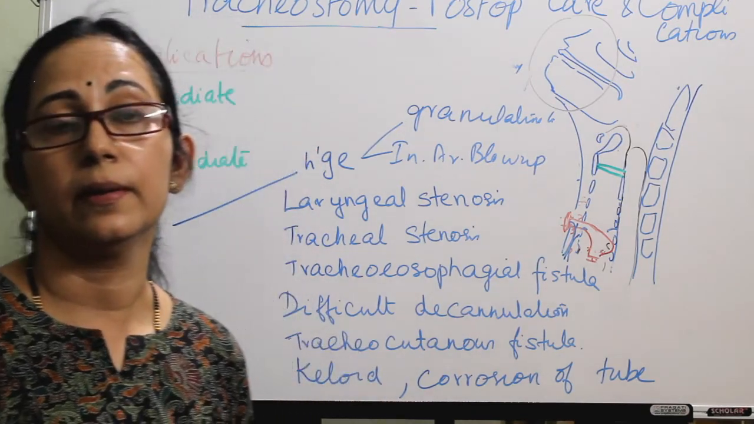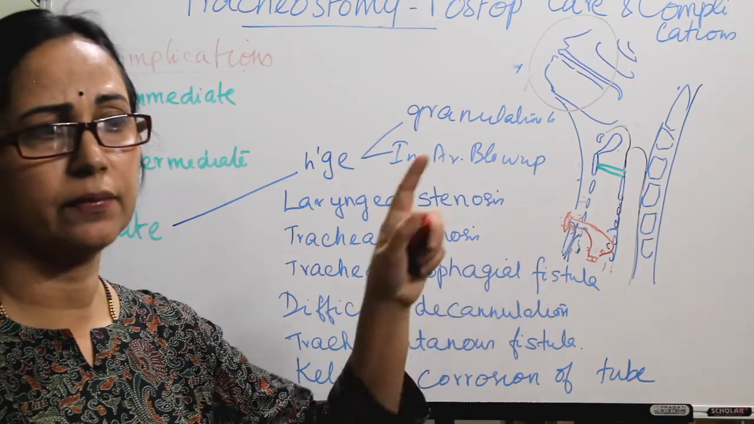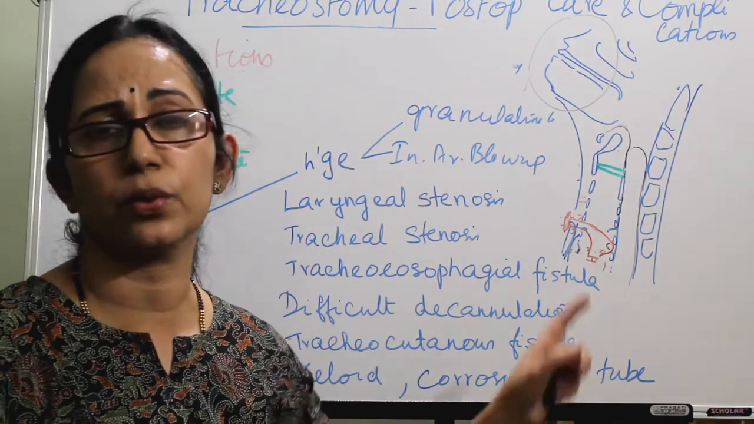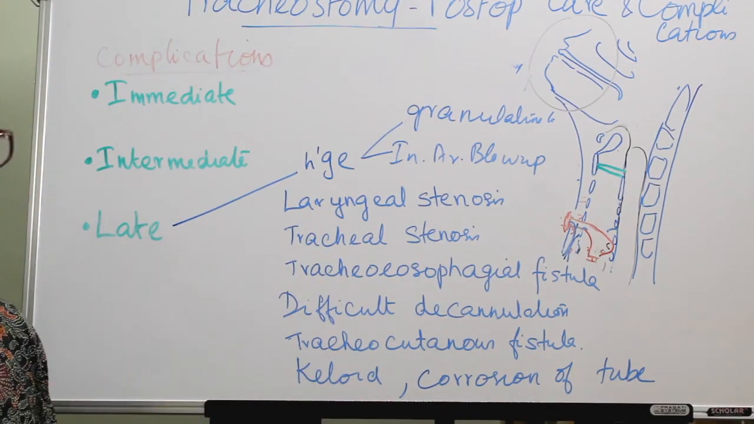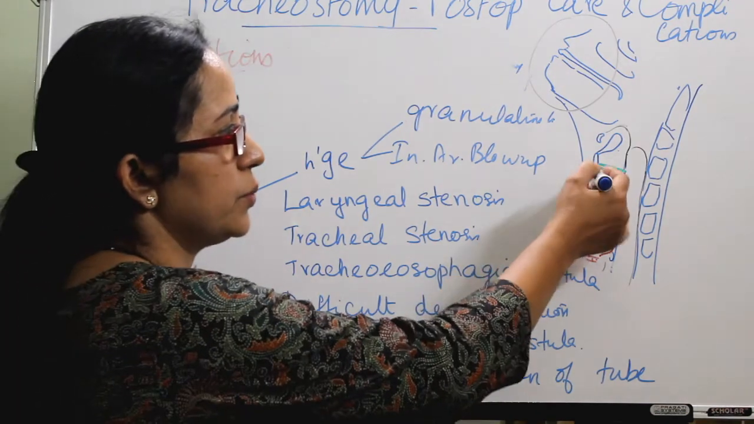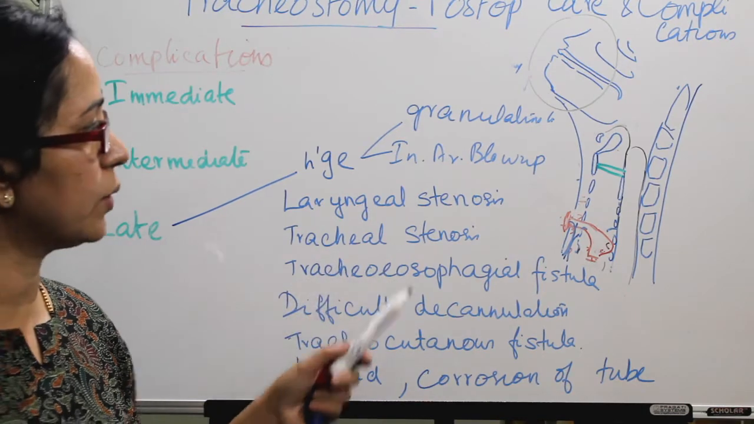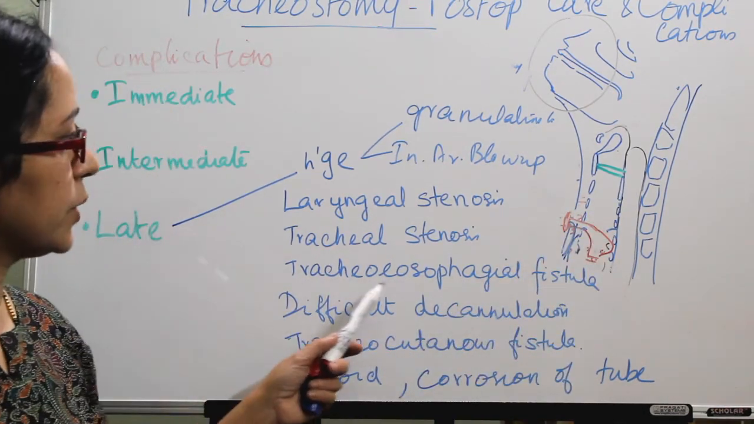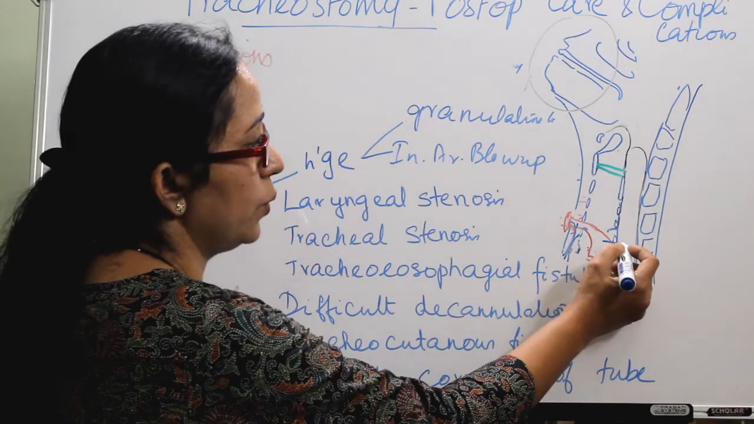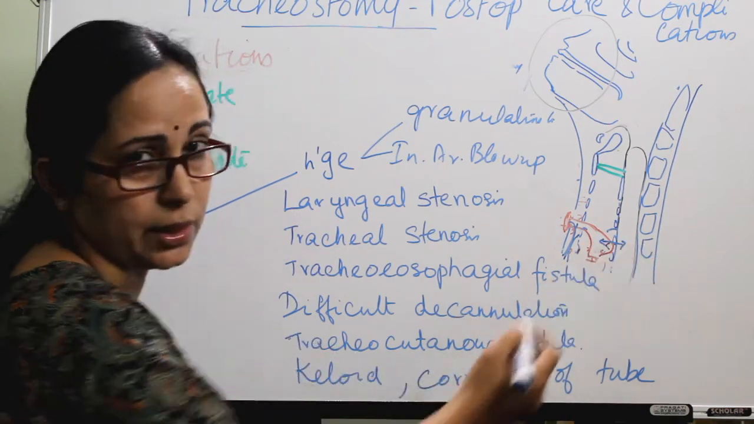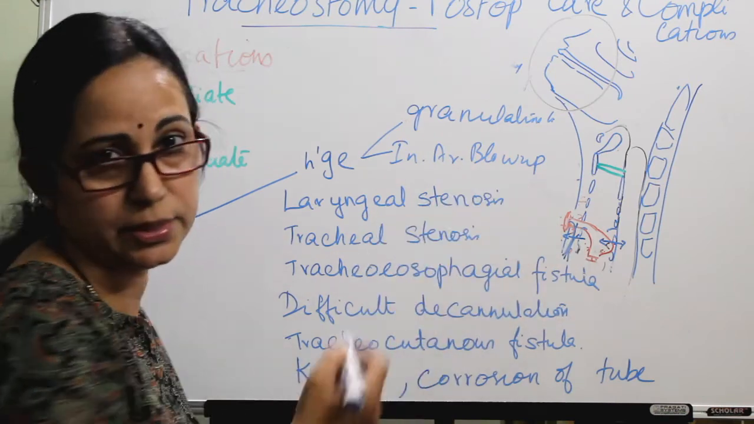It's a very fatal complication, and to some extent you can correct it by giving constant and direct pressure on the anterior wall of the tracheostoma. Then another one is laryngeal stenosis. This area gets stenosed because of perichondritis of the cricoid cartilage. And tracheal stenosis is another complication, stenosis of the trachea. Then tracheoesophageal fistula. There are two fistulas that can happen. One goes posteriorly to the esophagus, causing a tracheoesophageal fistula, or it can come anteriorly causing a tracheocutaneous fistula.